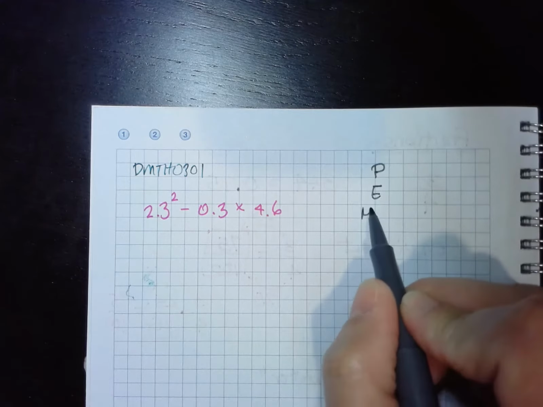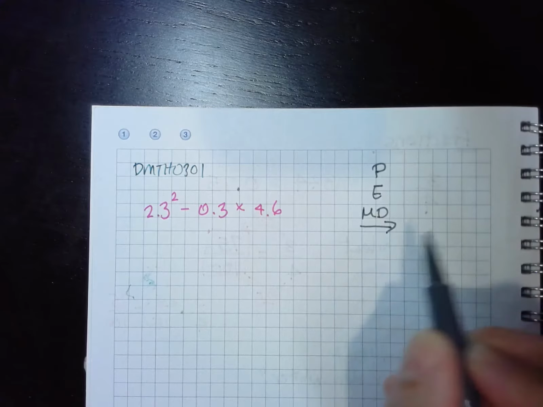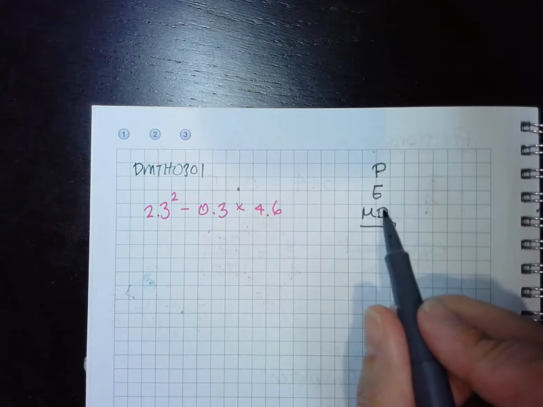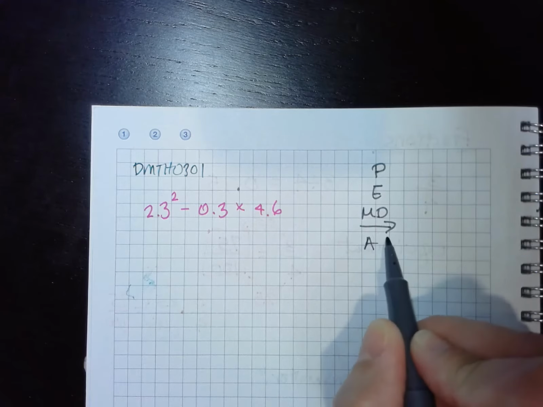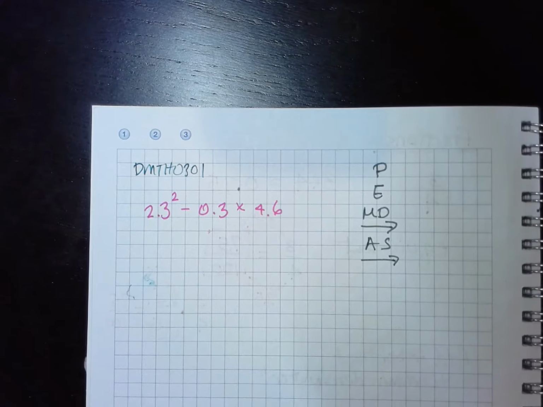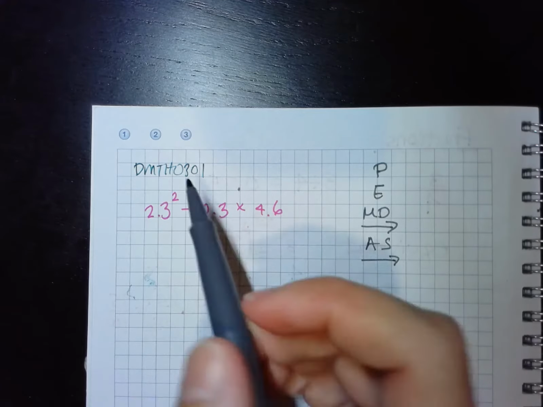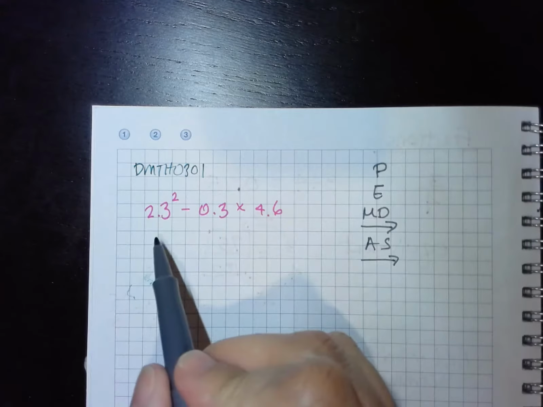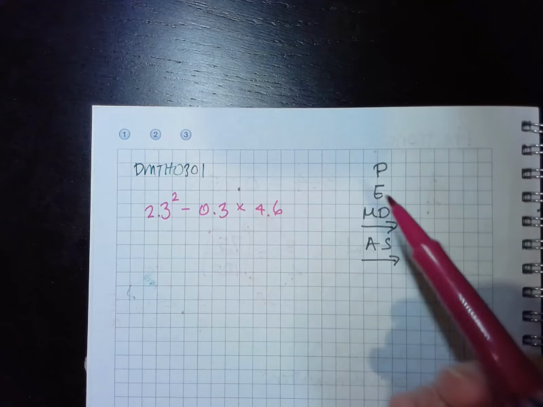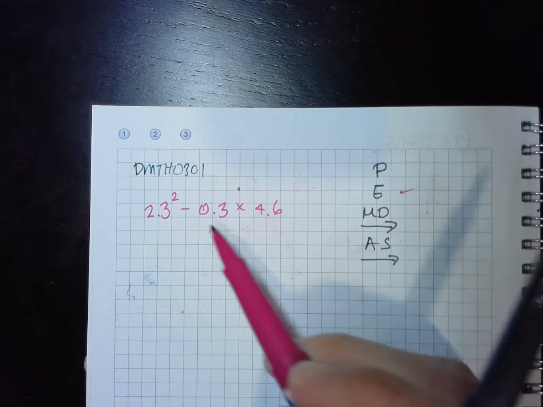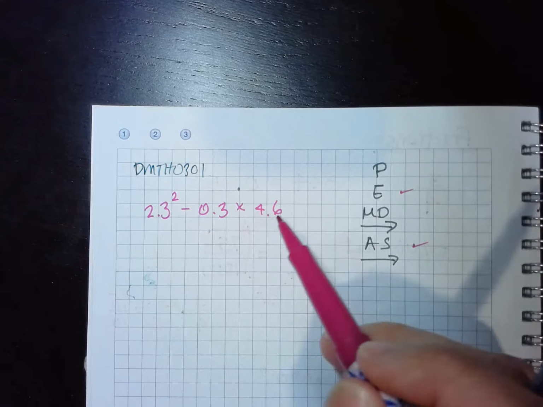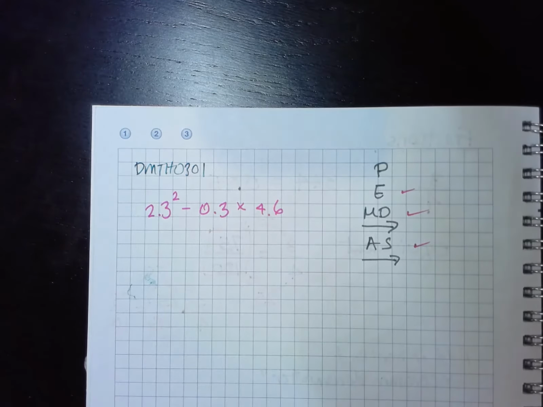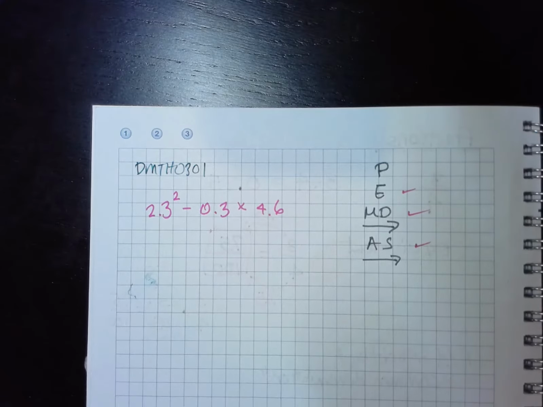exponents, and then you multiply and divide from left to right. So that means you could divide first or multiply first, whichever one's on the left, and then add or subtract again from left to right. So when I'm looking at this problem right here, I see that I have an exponent, okay? I see I have subtract, and I see I have a multiply. So I've got those three operations that need to be done.